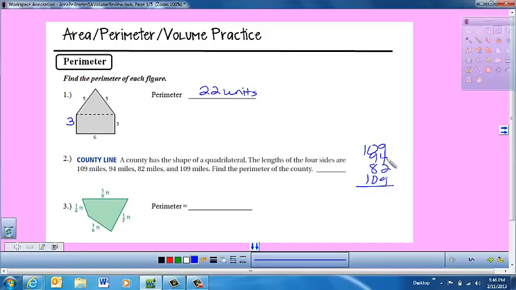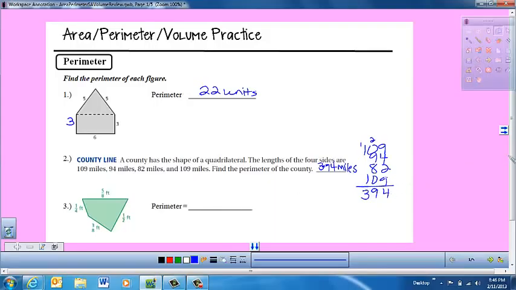9 plus 9 is 18, plus 2 would be 20, plus 4 would be 24. I've got 9, 10, 11, 19. So I get 394. So the perimeter would be 394 miles.